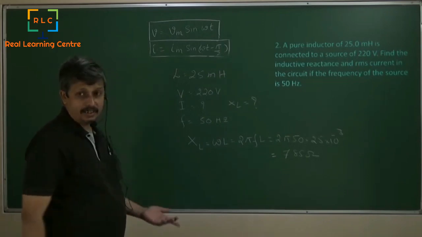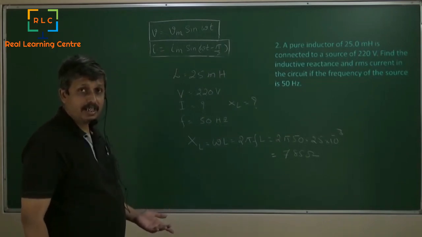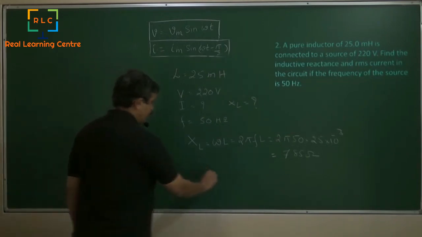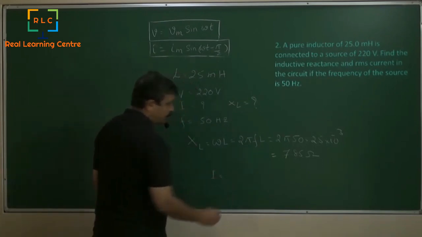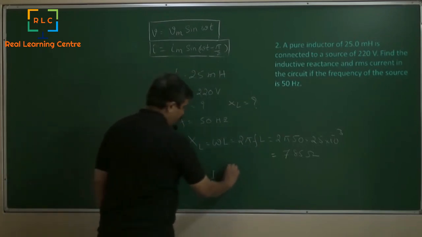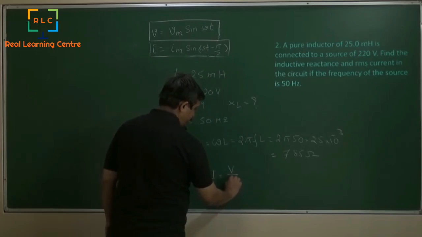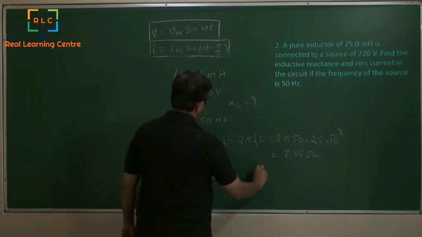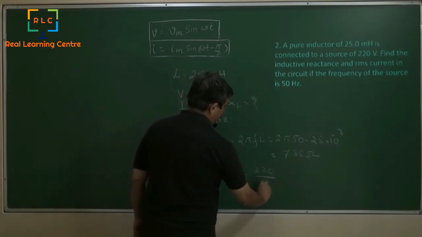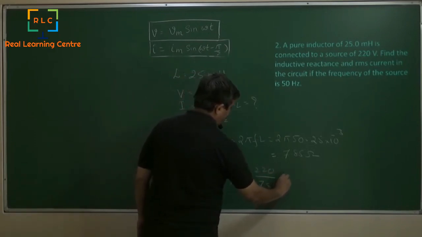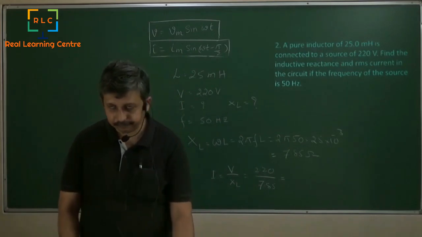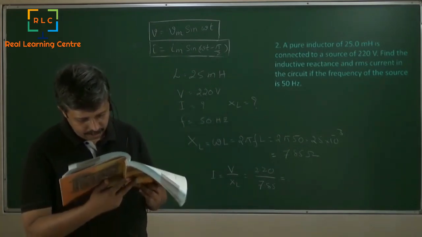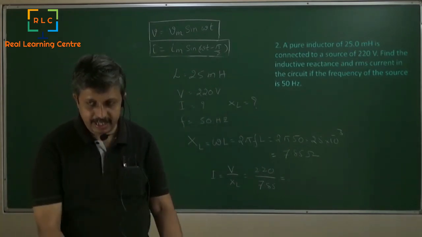And what is the current? Once it comes to current, we want to calculate the RMS current. We don't deal with anything other than normal Ohm's law. I is equal to V by, instead of R, we'll say V by XL, which is nothing but 220 by 7.85, which, using the calculator, will be equal to 28 amps.